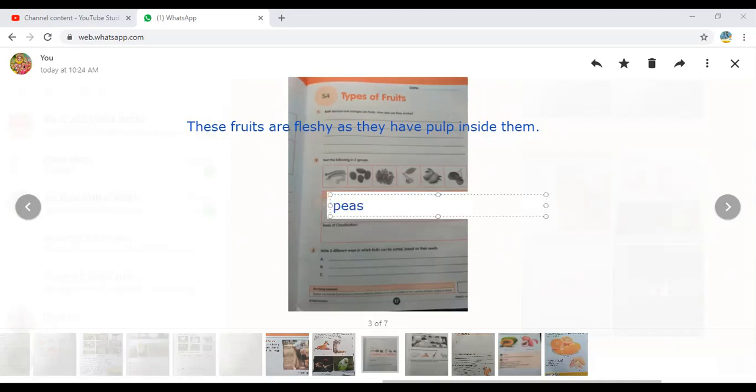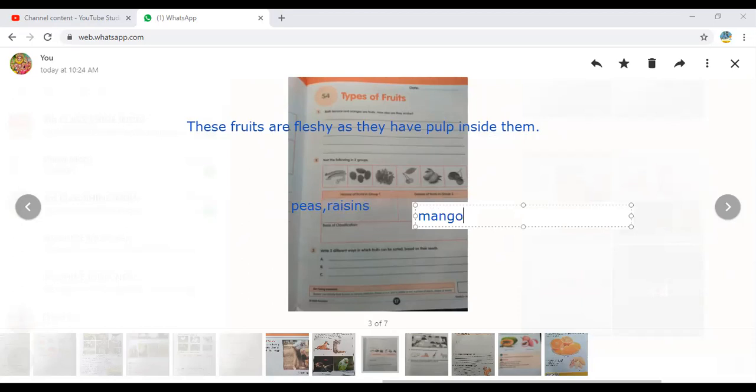Peas, in the first one I am writing. Peas, raisins. Yes, these will be in the first group. And second group, because these are having only little bit of seeds.